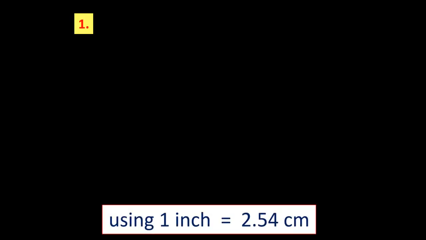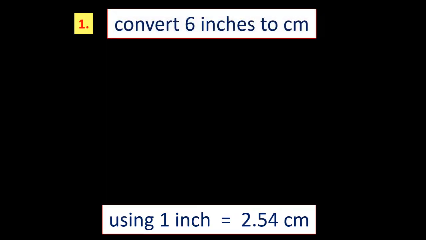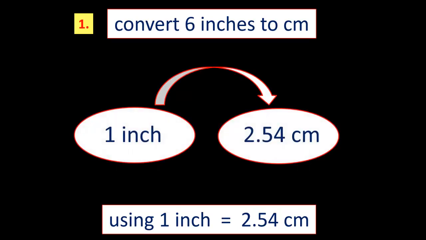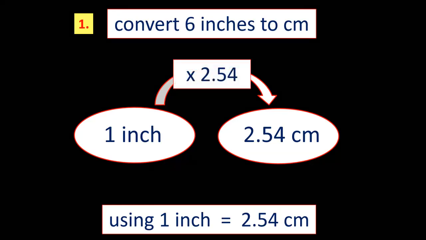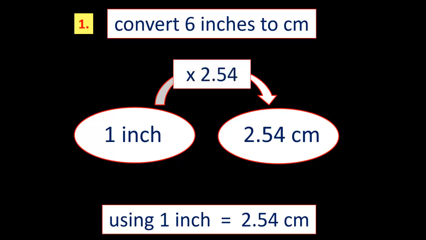Okay, let's try some questions then. Over to you for questions 1 to 8. The first question says, using 1 inch is 2.54 centimetres, convert 6 inches to centimetres. Let's just start off on that. We are going inches to centimetres, so 1 inch, a small number 1, goes to a bigger number for centimetres, 2.54. So we're going to multiply. Over to you. Press pause, work them out, and then press play when you want the answers.